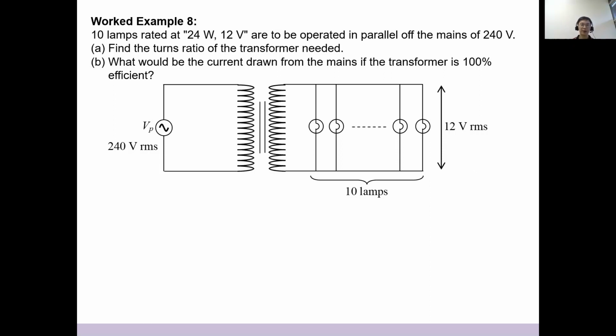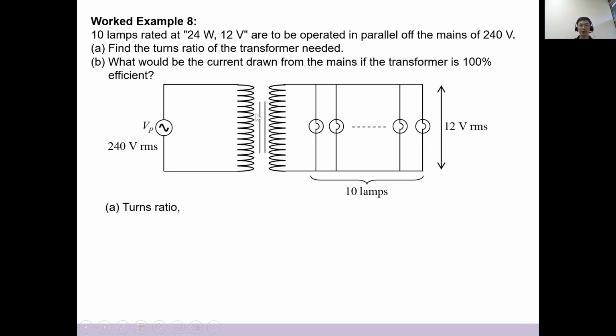10 lamps are rated 24 watts and 12 volts. So recall from lecture 1, 24 watts means that the average power is 24, and 12 volts is the root mean square voltage of the lamp, right? They are operated in parallel off the mains of 240. That means the root mean square voltage of the source is 240. Find the turns ratio of the transformer needed.